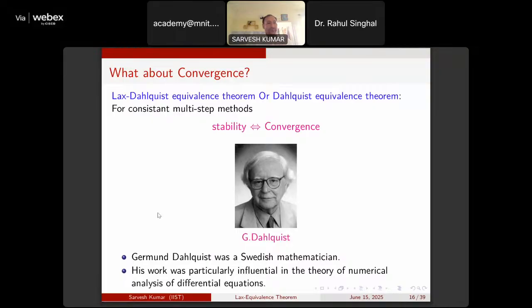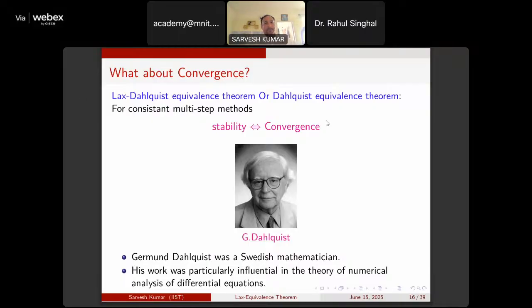So as we know, this mathematician Lax, I will come to the Lax equivalence theorem a little later, but this is not the Lax equivalence theorem. This is known as the Dahlquist equivalence theorem. Okay, but actually Lax also contributed. It's known as the Dahlquist equivalence theorem.